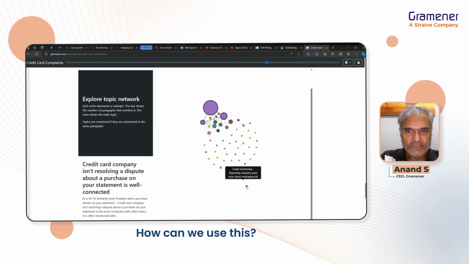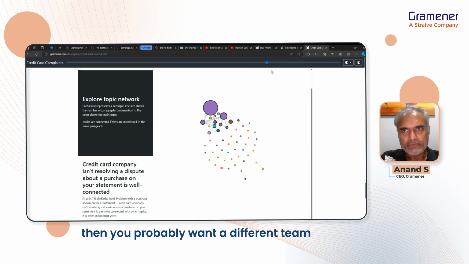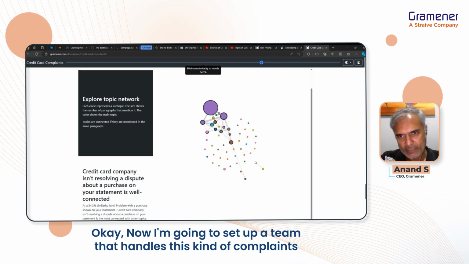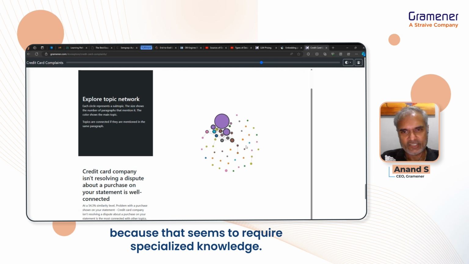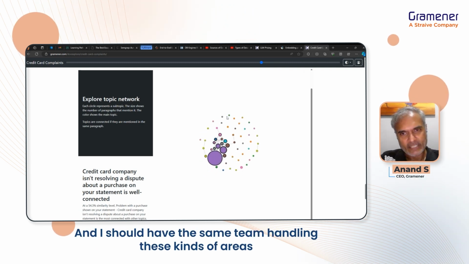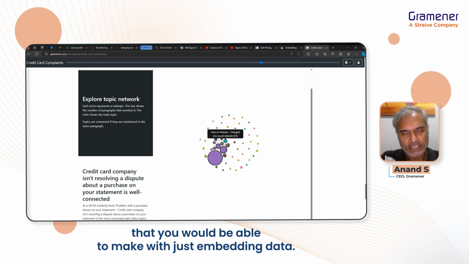How can we use this? Now, if there are separate clusters, then you probably want a different team to handle those kinds of problems. Say, okay, now I'm going to set up a team that handles this kind of complaints because that seems to require specialized knowledge. But all of this seem to be related complaints, and I should have the same team handling these kinds of areas. This is an example of one kind of decision that you would be able to make with just embedding data.